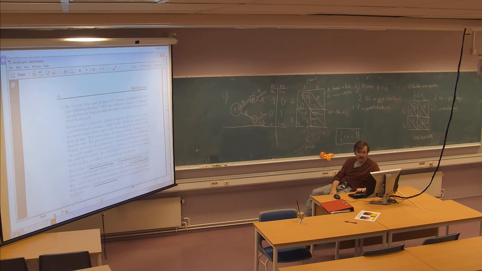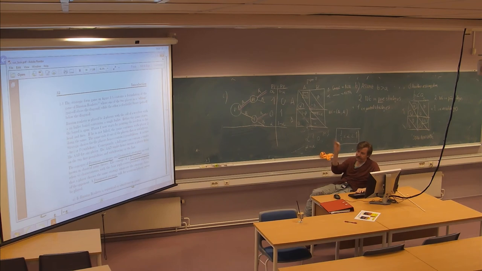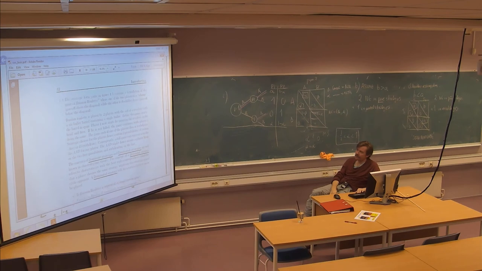It says here that the strategic form game, so that is one way of defining this table form, in figure 1.5 contains the formulation of the game of Russian roulette. And I assume there is some kind of explanation here. Thanks to Ken Binmore for his Russian roulette model. Okay, so there's somebody who has come up with this.